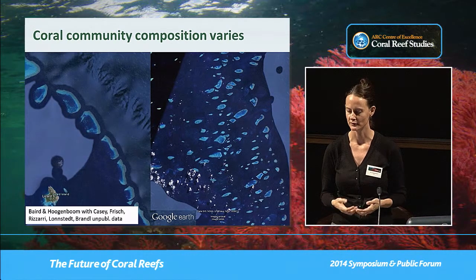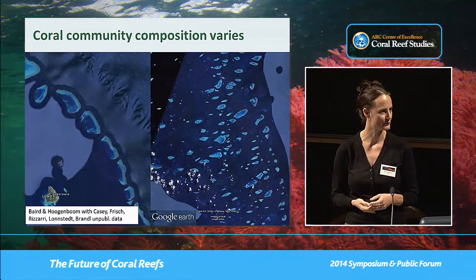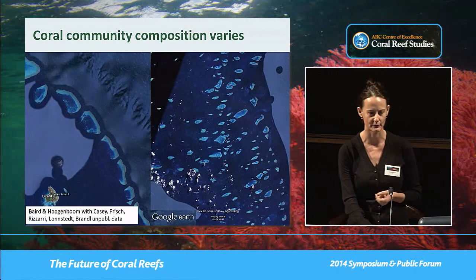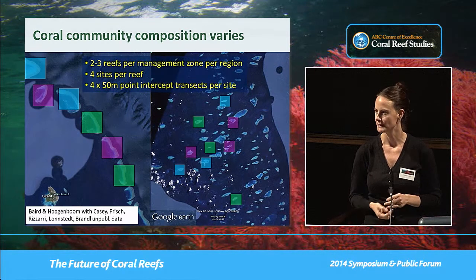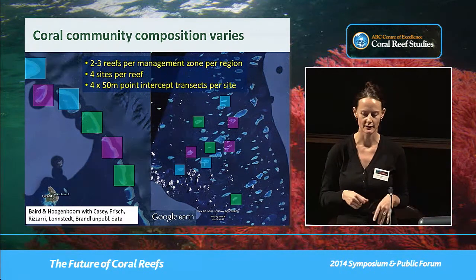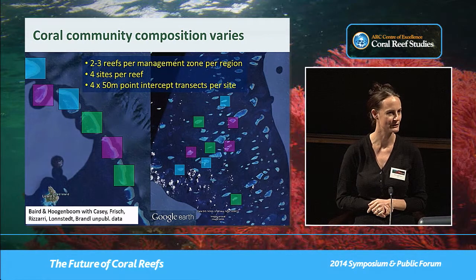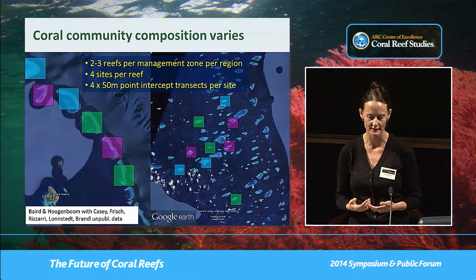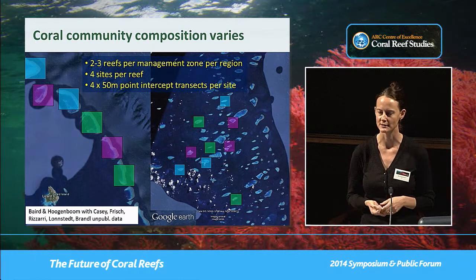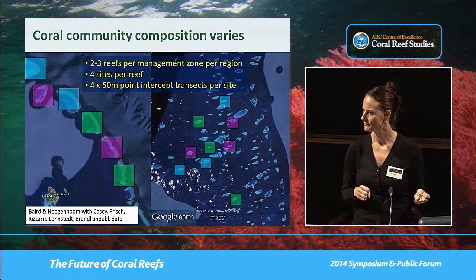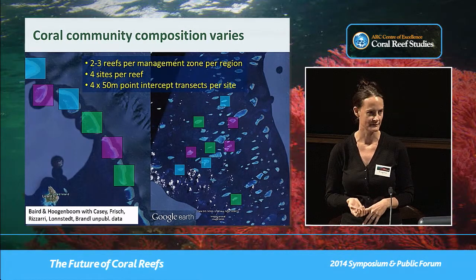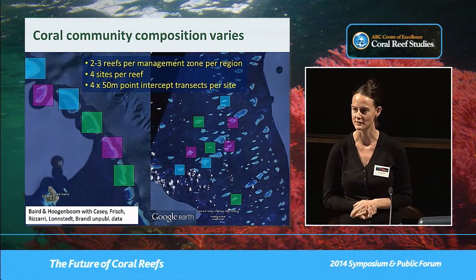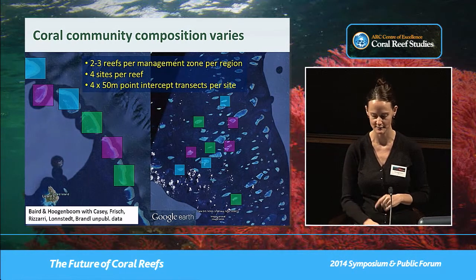So it's a much broader study, not looking just at coral community composition, but also at trophic links, so counting apex predators, surgeonfishes in different reefs along these gradients. So in each of these 2 regions, we'd visited 2 or 3 pink zones, so they're the no entry zones. Also the green have the protected no take zones, and the blue general use or habitat protection zones. So visiting different management zones within these regions, there were 4 sites per reef, and then we had 4, at least for the benthic data, 4 50-metre point intercept transects per site.